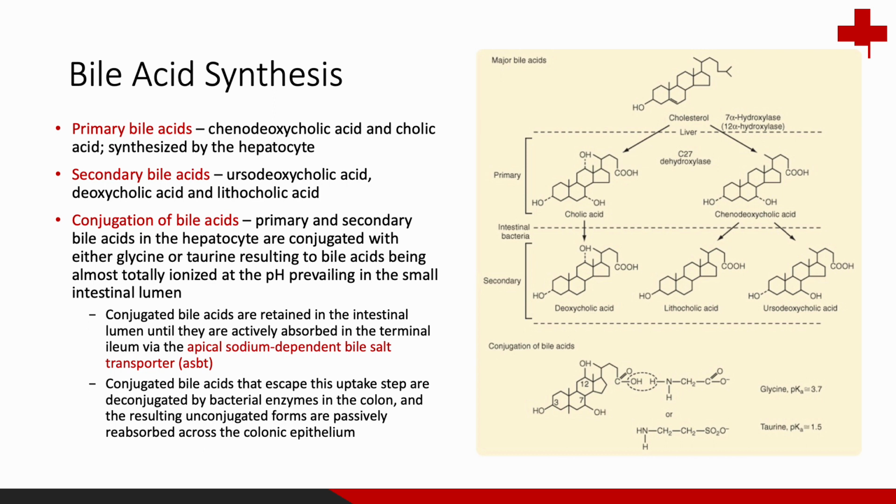Conjugated bile acids are retained in the intestinal lumen until they are actively absorbed in the terminal ileum via the apical sodium-dependent bile salt transporter, or the ASBT. Conjugated bile acids that escape this uptake step are deconjugated by bacterial enzymes in the colon, and the resulting unconjugated forms are passively reabsorbed across the colonic epithelium.